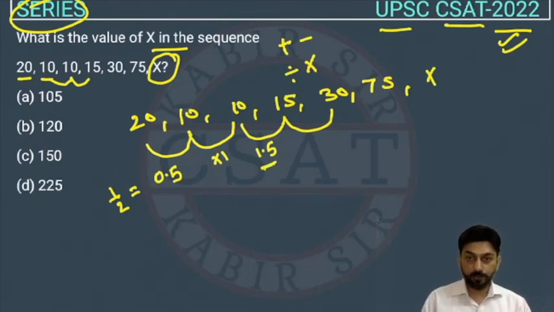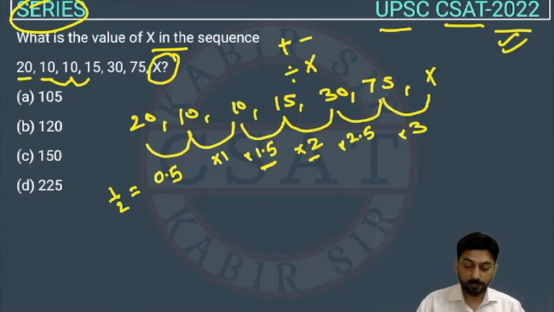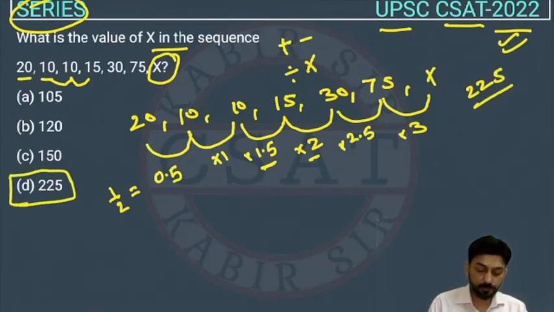Next, what will it be? Add 0.5, so this will be 2. Next to this it will be 2.5, and next to this it will be 3. All this is multiplication, right? So we had reached here, now let's check further. 15 into 2 is 30, okay. 30 into 2.5, so this is 75. Now 75 into 3, so this will be 225, right? So x will be 225, so the answer is option D, right? So this will be the answer.